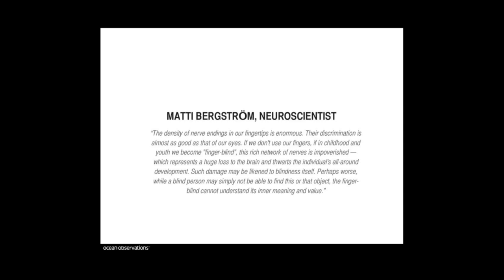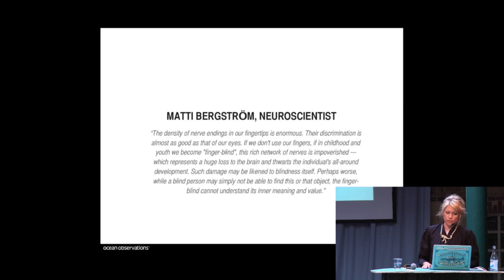It's the density of nerve endings in our fingertips, and it's enormous. Their discrimination is almost as good as that of our eyes. If we don't use our fingers in childhood and youth, we become finger blind. This rich network of nerves is impoverished, which represents a huge loss to the brain and to the individual's all-around development. Such damage may be likened to blindness itself. Perhaps worse, while a blind person may simply not be able to find this or that object, the finger blind cannot understand its inner meaning and value.